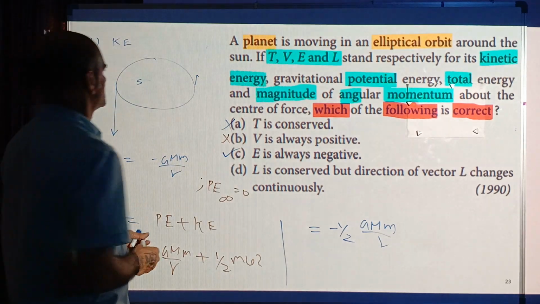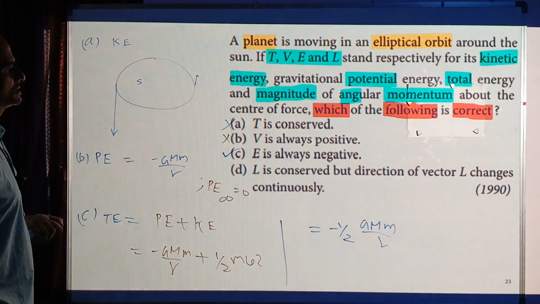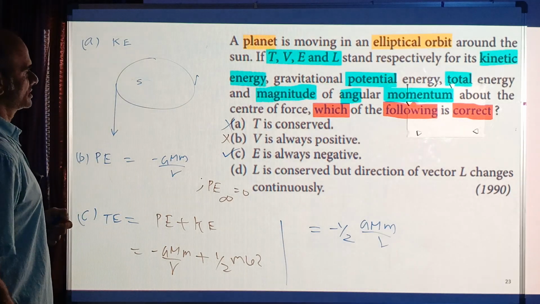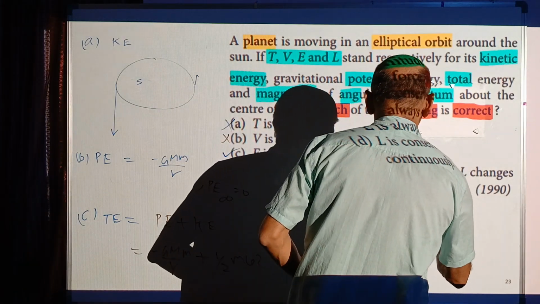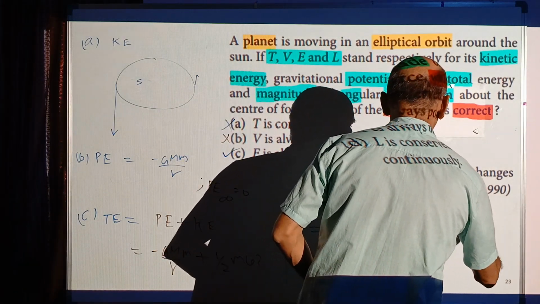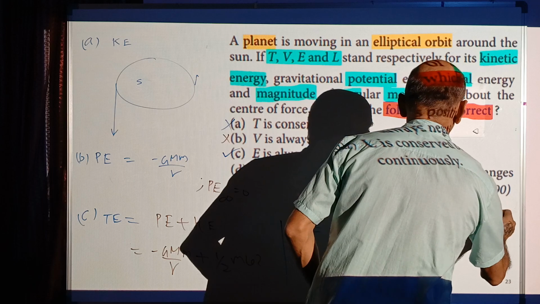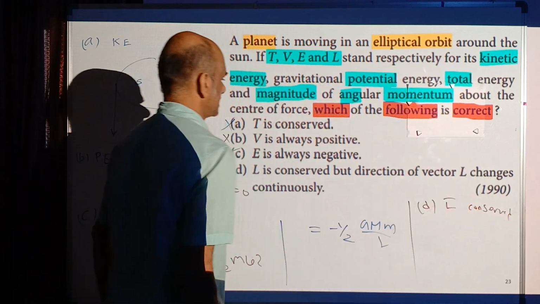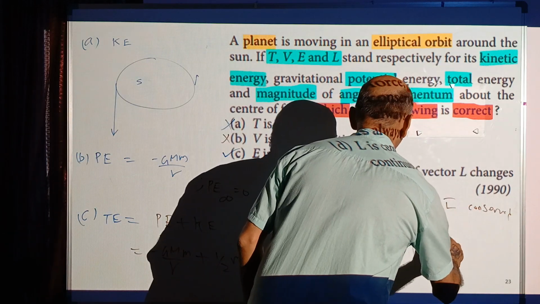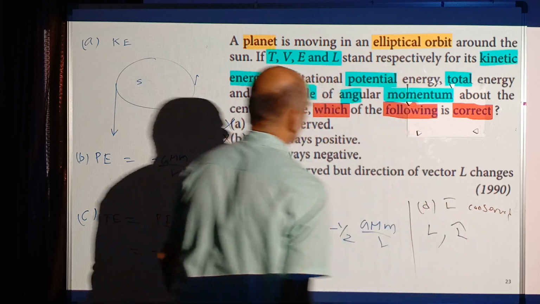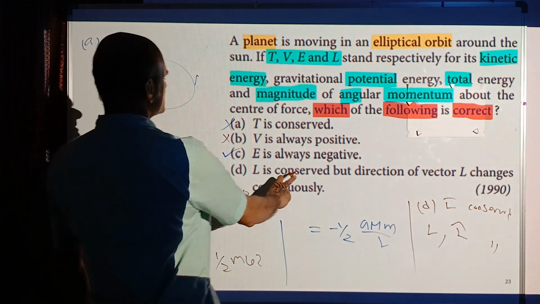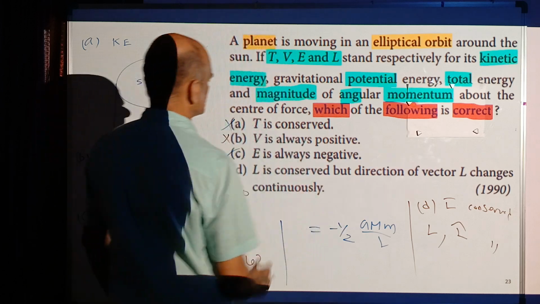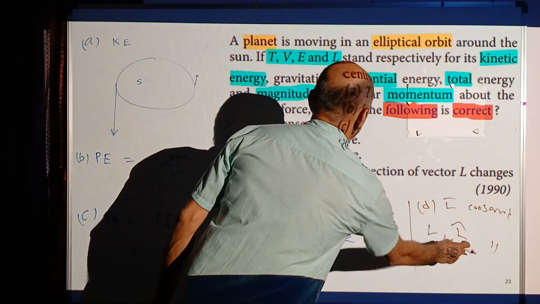Angular momentum of the system: there is no external force acting on the system, so there is no external torque on the system. So angular momentum L is conserved. Option D says L is conserved, and L is a vector. That means both the magnitude and the direction of the angular momentum are conserved. Here it says L is conserved, but the direction of the vector changes continuously. This is not true. Direction also is conserved.